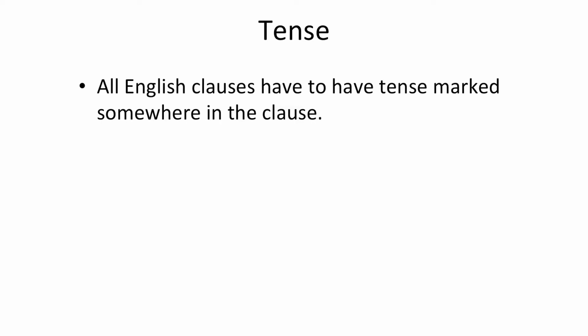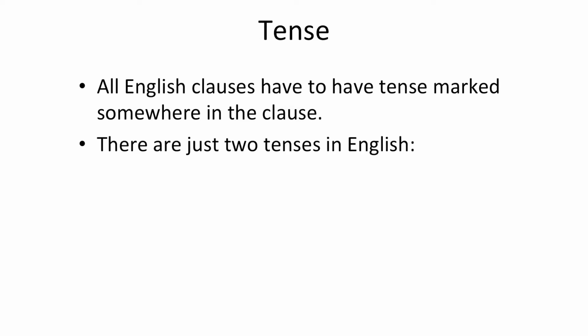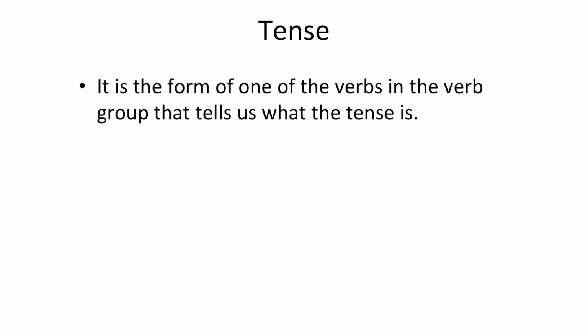All English clauses have to have tense marks somewhere in the clause, with an exception that we'll get to in a minute. There are just two tenses in English, past and present. It's the form of one of the verbs in the verb group that tells us what the tense is. It's important that you keep in mind what I just said as we progress through the next few lectures. It is the form. Sometimes you might feel that a clause is past, for example, because the event has already taken place, but that isn't always so.